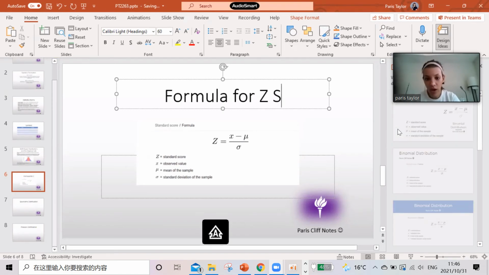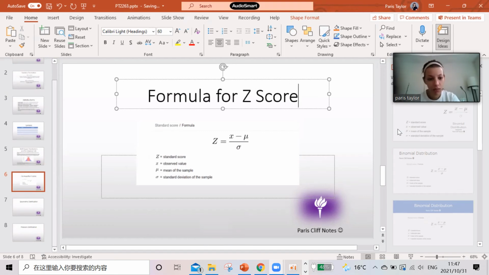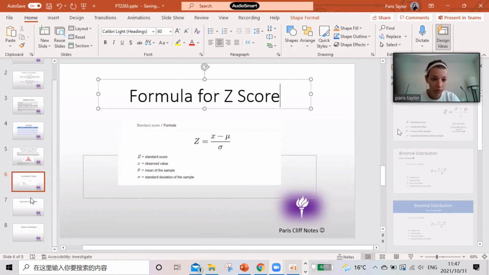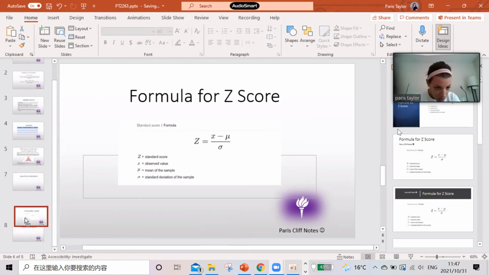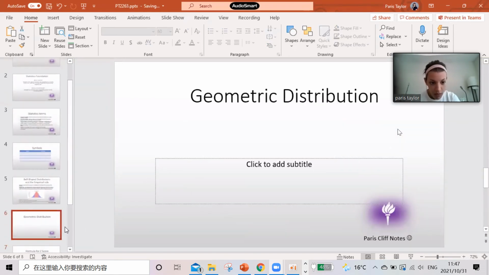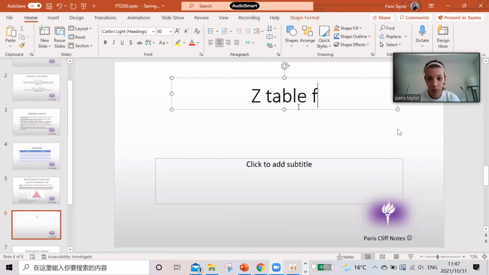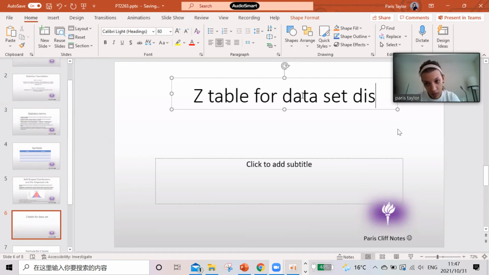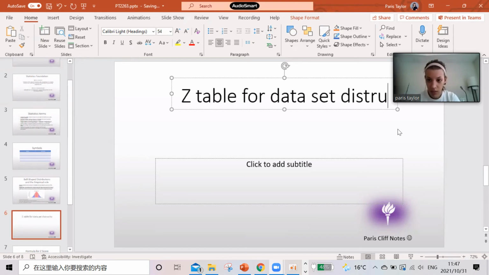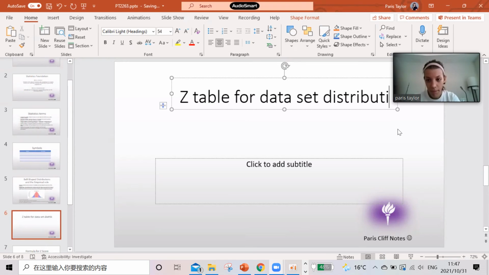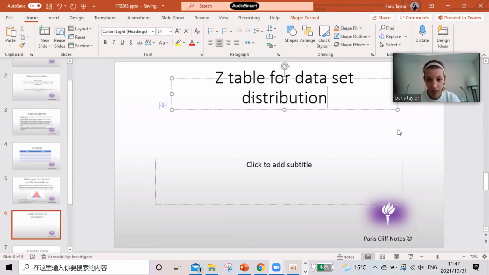But z-score has to do with the data set, right? Yeah. Okay, formula for z-score. And then I'll change this. Z table for data set distribution. Is that the best way to say it? It's just like a z table, I would say.